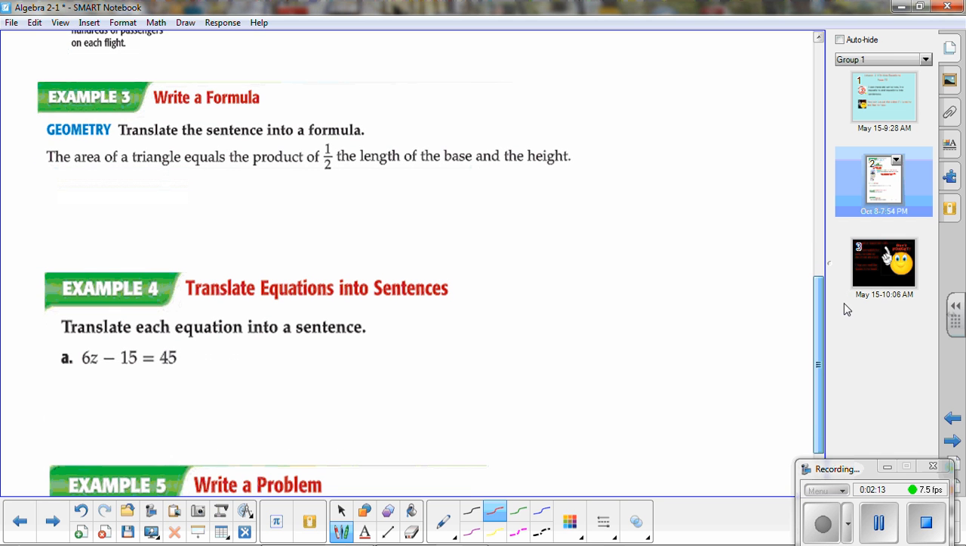So that's the equation that can be written from that information. Example 3, translate the sentence into a formula. The area of a triangle equals the product of 1/2 the length of the base and height. Let's use A for area. The area of a triangle equals product. Product means multiplication. So the product of 1/2 the length of the base, so 1/2 the base, and the height. So the product of 1/2 times the base times the height.